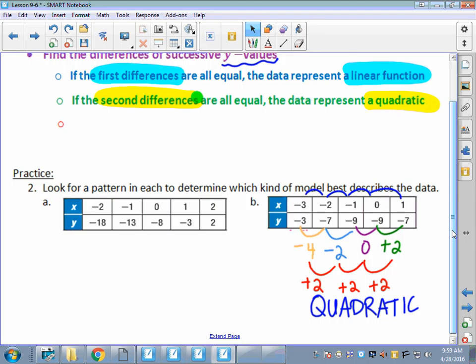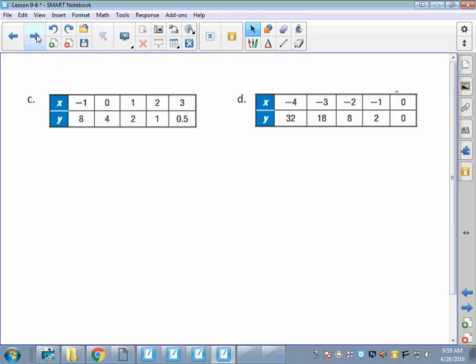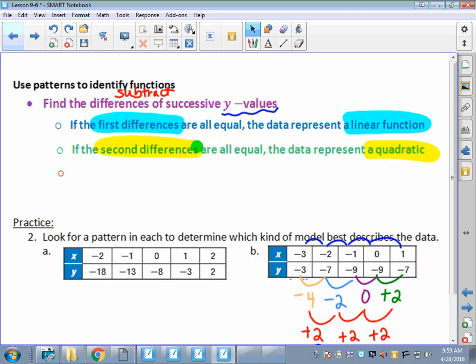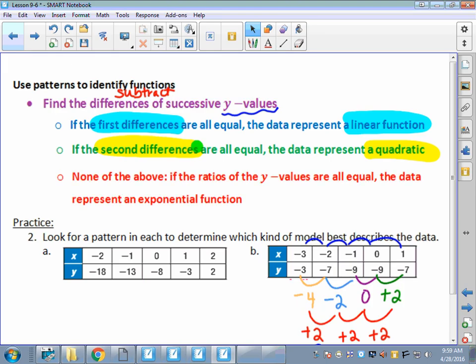So let's skip up to 2C. Let's do, oh, I forgot to say the last important thing. If none of that happens, if your first differences aren't all the same, if your second differences aren't all the same like ours just were, then you check the ratio of the y values. So if none of the above is true, we're going to set up ratios of y values, and if those are all equal, we can cross multiply to check a proportion. We've got ourselves an exponential. Sorry about that, I almost forgot.